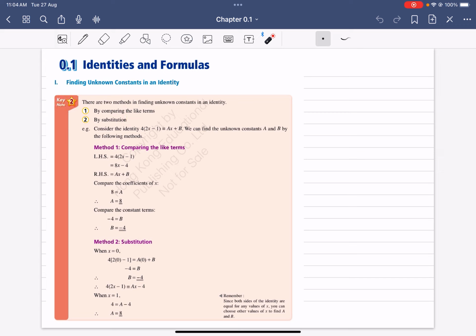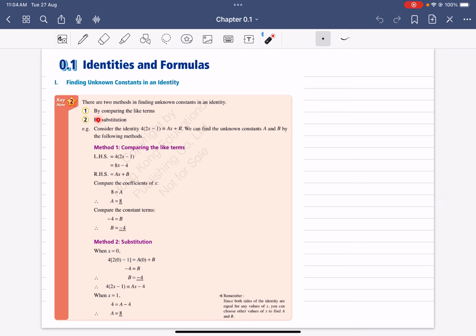For example, if you see the left hand side like this, you want to simplify, and it becomes 8x minus 4. 8x minus 4. And for the right hand side, it's Ax plus B. Compare the coefficient, compare the constant. Then you can get the unknowns.